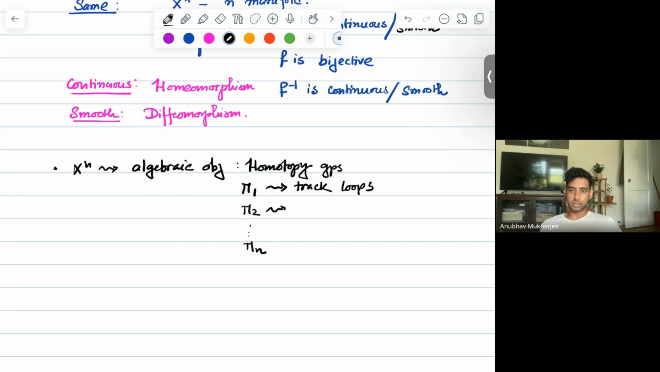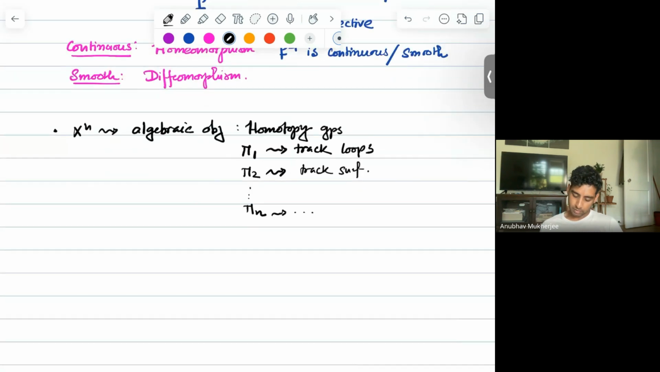Pi2 intuitively tracks surfaces in the manifold. Similarly, pi3 tracks some kind of three-dimensional objects, and so on. So this is the intuitive idea: we track all these classes of objects. One interesting feature of a sphere is that all these homotopy groups are actually trivial. There is no interesting homotopy group for a sphere.